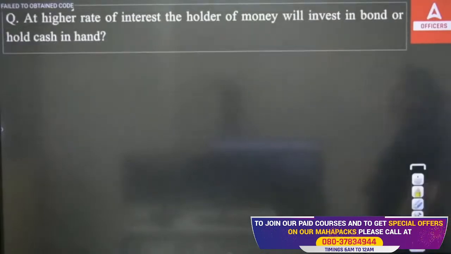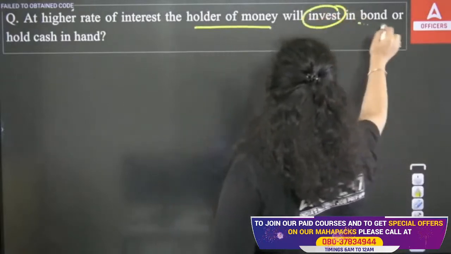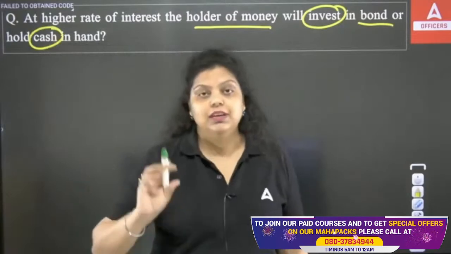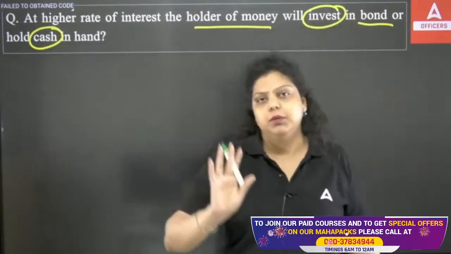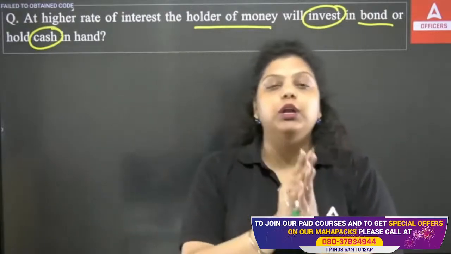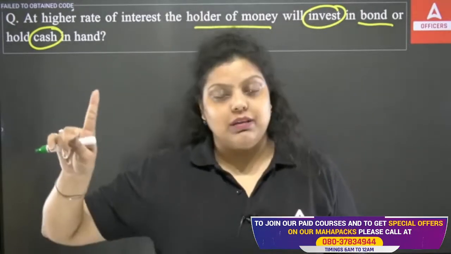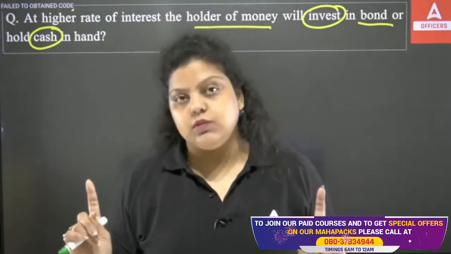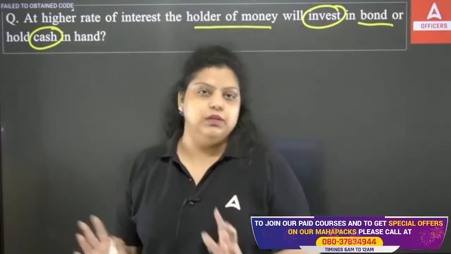Next, at a higher rate of interest, the holder of money will invest in the bonds or hold cash in hand. A very simple question. Let's say you are a holder of money, it means you have a certain amount of money. Now I am asking you, what will you want to do if there are high bond prices? Invest in the bonds, or hold the cash with you? Holding cash means having the cash at your bank or at your home or wherever you want.